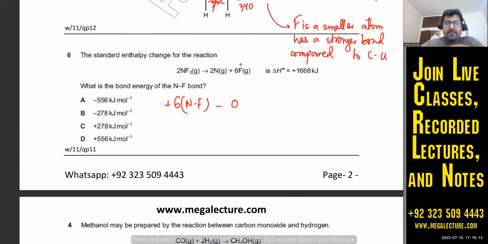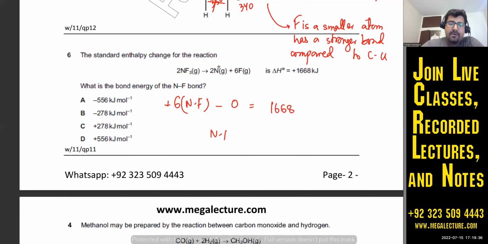0. Okay, remember bonds broken are the reactant bonds you're going to break. Formed are going to be whatever bonds are formed on the product side. Over here, no bond is formed. They're just 6 fluorine atoms and 2 nitrogen atoms. So the overall enthalpy change would be 1668.